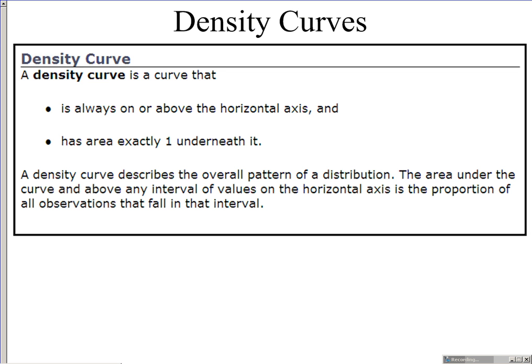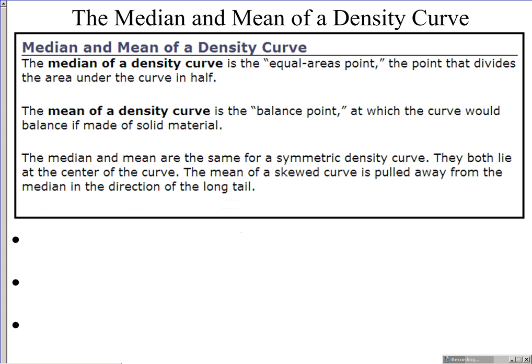A density curve describes the overall pattern of a distribution. The area under the curve and above any interval of values on the horizontal axis is the proportion of all observations that fall in that interval. Okay, so the density curve, the key is it's always on or above the horizontal axis, and it has an area of 1, and that's going to lead us into a bunch of different things later on in the class.